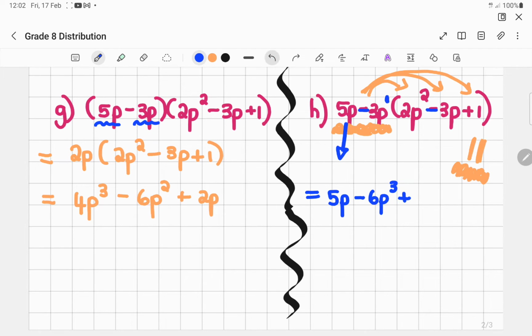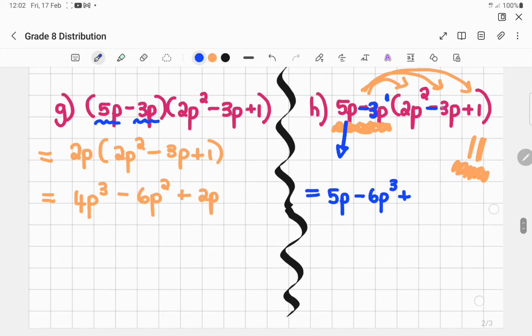3 times 3 is 9, p to the power 2. And then a negative times a positive is a negative. 3p times 1 is 3p. All right, so this 5p just comes down and the negative 3p has to distribute in.